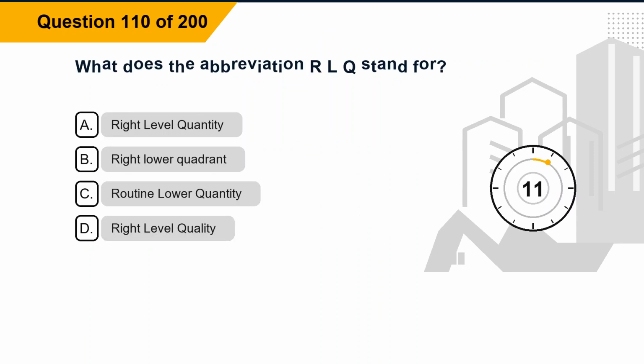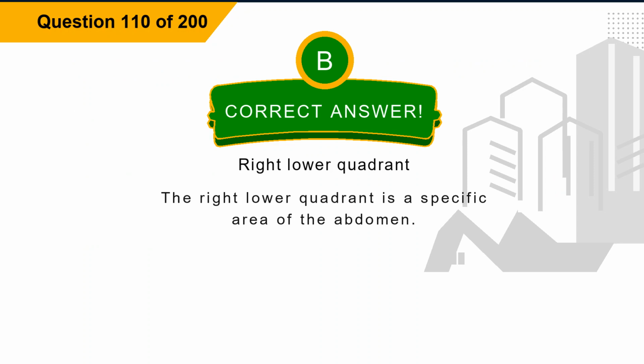Question 110. What does the abbreviation RLQ stand for? Option A, right level quantity. Option B, right lower quadrant. Option C, routine lower quantity. Option D, right level quality. The correct answer is option B, right lower quadrant. Explanation. The right lower quadrant is a specific area of the abdomen.